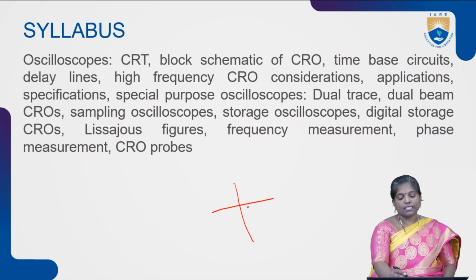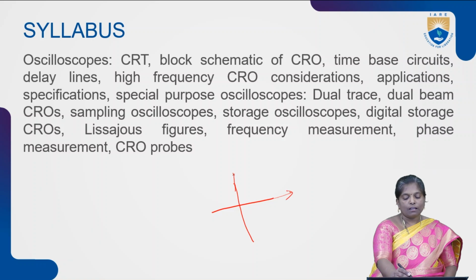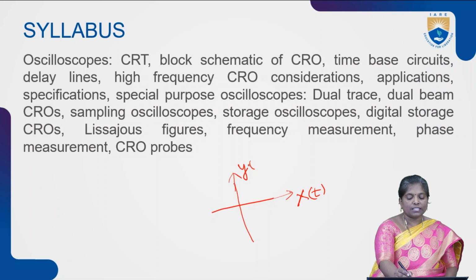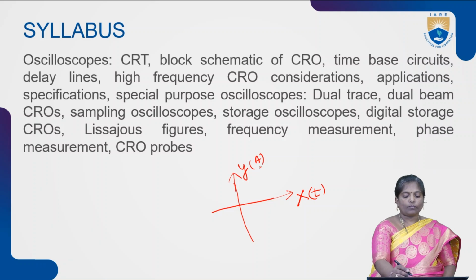This oscilloscope consists of a CRT screen. That screen consists of a horizontal and a vertical axis. The horizontal axis is represented with the X axis and the vertical axis is represented with the Y axis. Along the X axis it represents the time period, whereas along the Y axis it represents the amplitude. So by using this oscilloscope, we can find out the waveform.